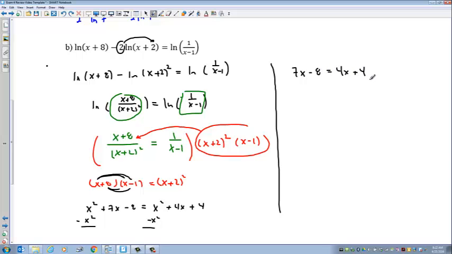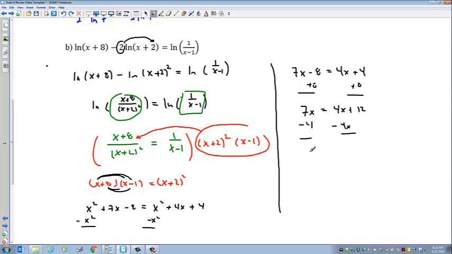So now you have a linear equation. Let's add 8 to both sides. And so we get 7x is equal to 4x plus 12. And then let's take away 4x from both sides.